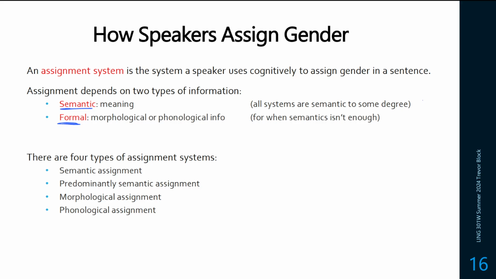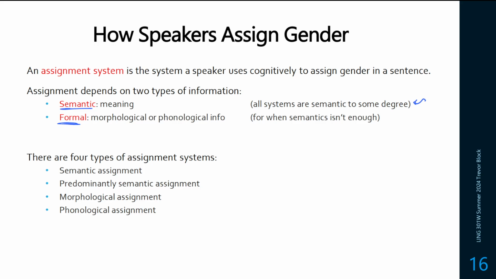Now, all systems have semantics to some degree. So there's no system out there that doesn't use semantics at all. It's just how much semantics can you use. And gender systems where you can't use many of the semantic information, those are the ones that are more likely to be called noun classes.